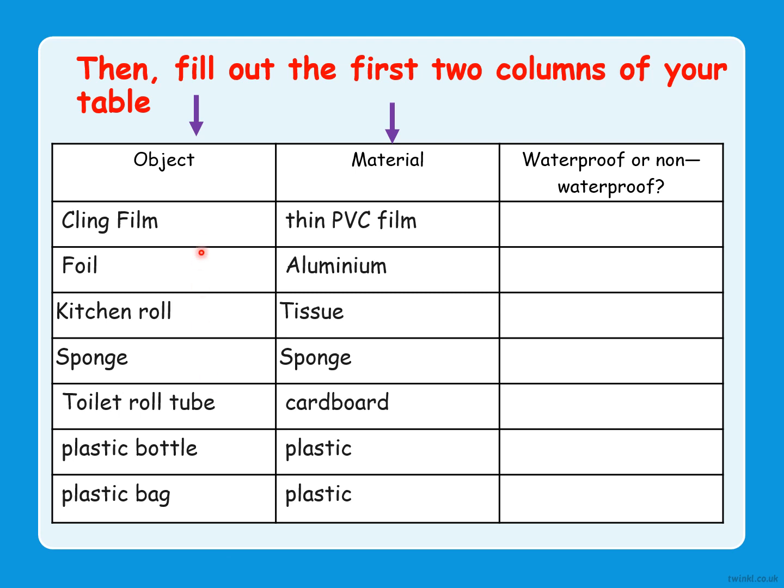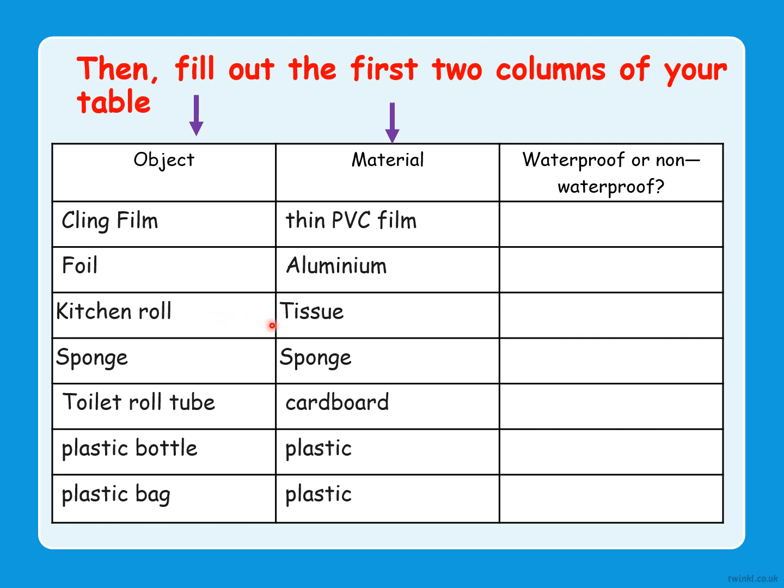So you can see that I've listed cling film, foil, kitchen roll, sponge, toilet roll tube, plastic bottle and plastic bag. And then in your second column, you are going to write the material that your object is made from. So cling film is made from a thin PVC film. Foil is made from aluminium.